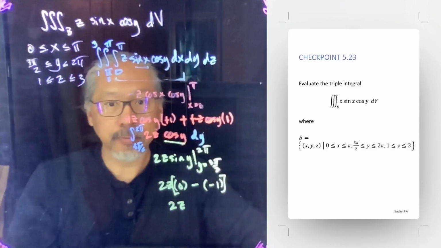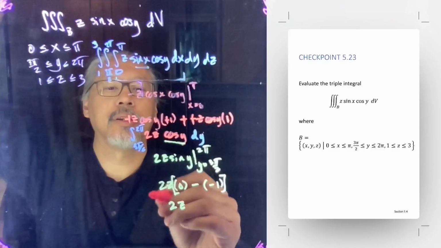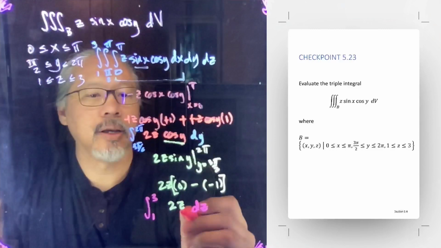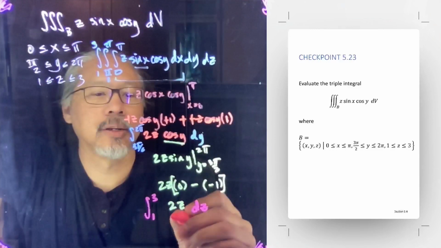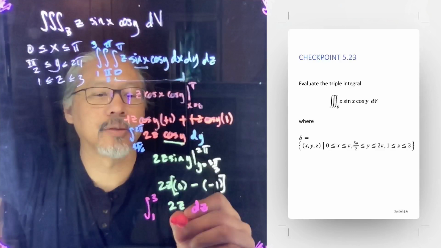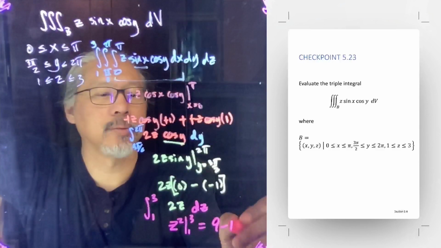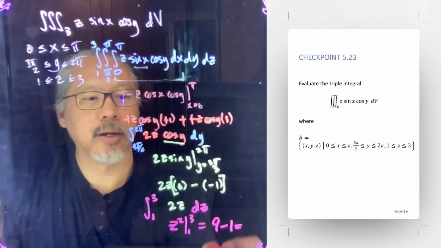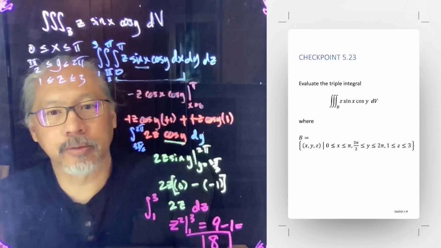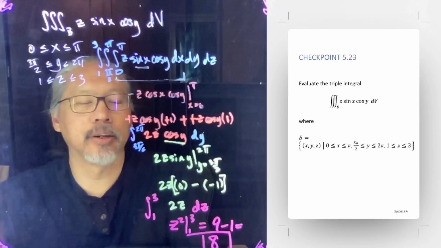And finally, we'll go ahead and integrate this with respect to z, and this will give us z squared, and the z squared over 2 will cancel with this 2, so this is just z squared from 1 to 3, and this will give us 9 minus 1, which is 8. Okay, so that should be our result. And again, just following through the iterated integral.